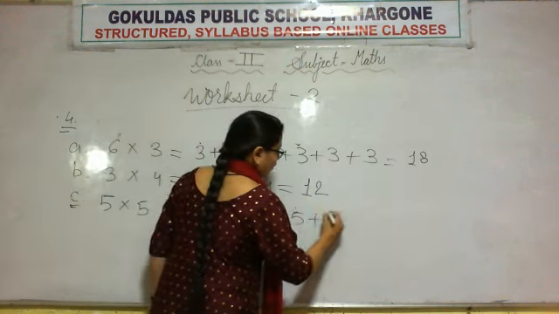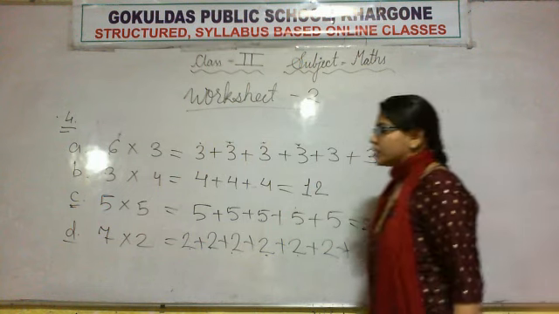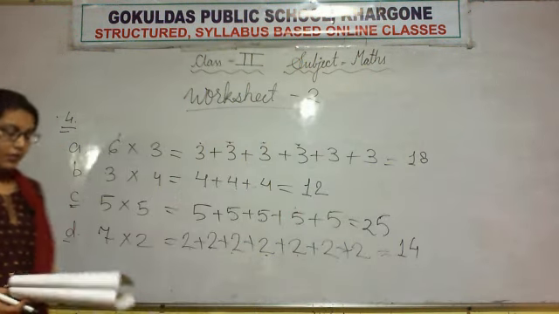The next one, 7 into 2. So 7 times number 2. For the first time, second time, third time, fourth time, fifth time, sixth time, and for the seventh time. So 2 plus 2 is 4, 4 plus 2 is 6, 6 plus 2 is 8, 8 plus 2 is 10, 10 plus 2 is 12, and 12 plus 2 is 14. So 7 into 2 is equal to 14.